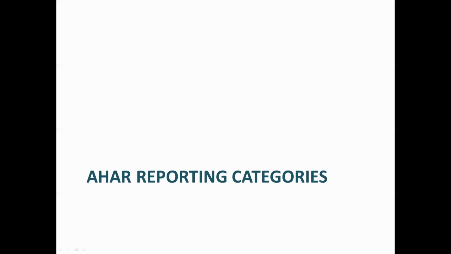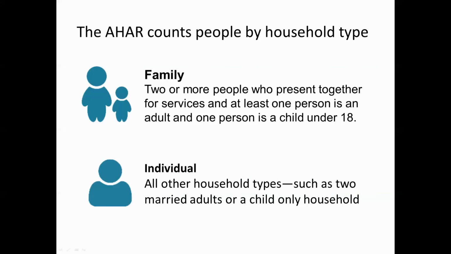AHAR reporting categories. One really important thing to know about the AHAR is that it counts people by household type. In the AHAR, a family is denoted as having at least one person over the age of 18 and at least one person under the age of 18. All other household types are considered individuals. For example, two married adults who enter a shelter as a couple are treated as two individuals in the AHAR. Another example, a child who enters a project that serves unaccompanied youth is also counted as an individual in the AHAR.